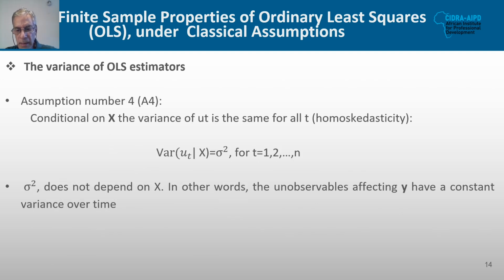Now, as we talk about the expected value of beta hat, let's talk about the variance of the OLS estimators. We have to make a new assumption, number 4, that says that conditional on x, so x can be stochastic or non-stochastic, the variance of u_t is the same for all t. This property is called homoscedasticity of the error term. It means that sigma squared, that is the variance of the error term, does not depend on x. In other words, the unobservables that constitute u and affect y have a constant variance over time.